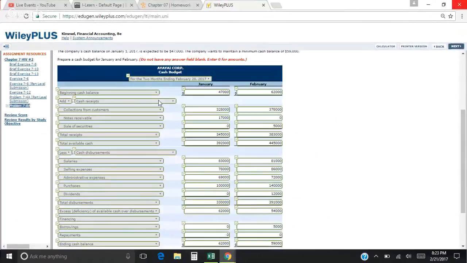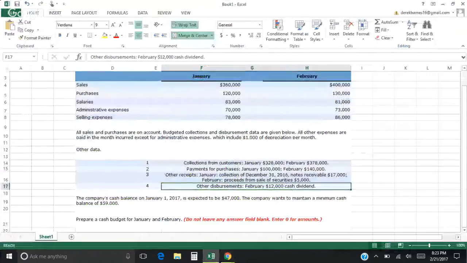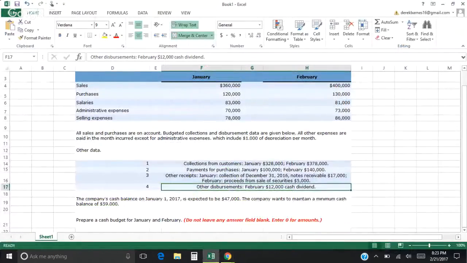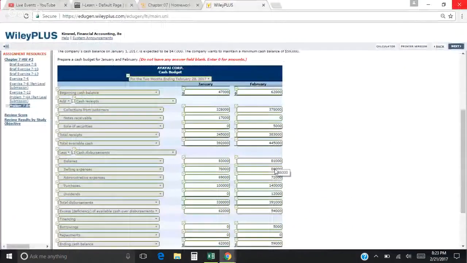And after that, we add all cash receipts. Now these are not just your sales, but it's going to be actual cash inflow into the company. So we're going to take, in our information of other data, collections from customers, and that usually goes first. So I put that first: collections from customers in January of $328,000. So I put that there.